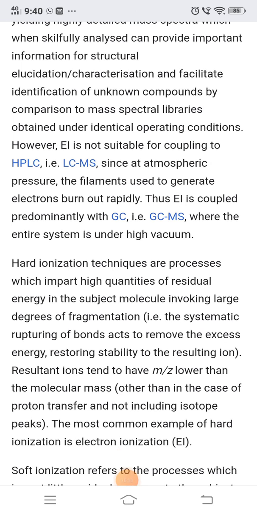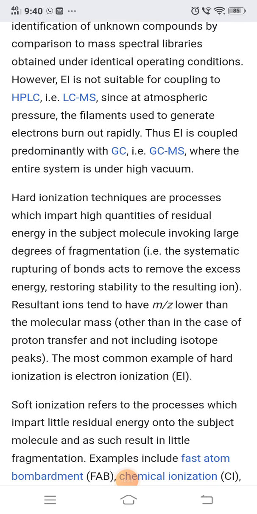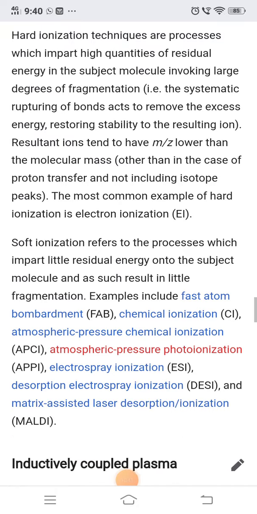Hard ionization techniques are processes which impart high quantities of residual energy to the subject molecule, involving a large degree of fragmentation, and the resultant ions tend to have an m/z, that means mass to charge, lower than the molecular mass, other than in the case of proton transfer and not including isotopic peaks. The most common example of hard ionization is electron ionization.